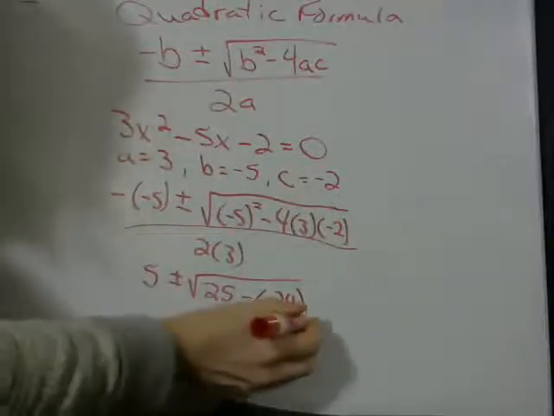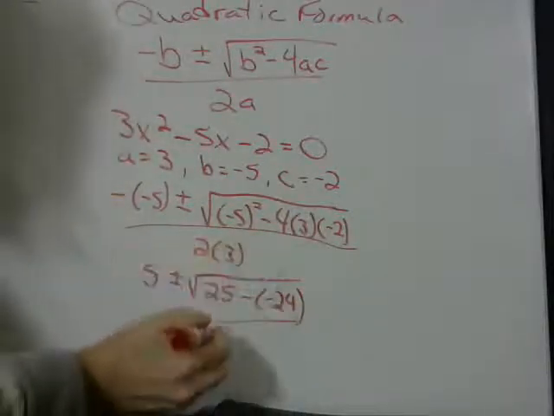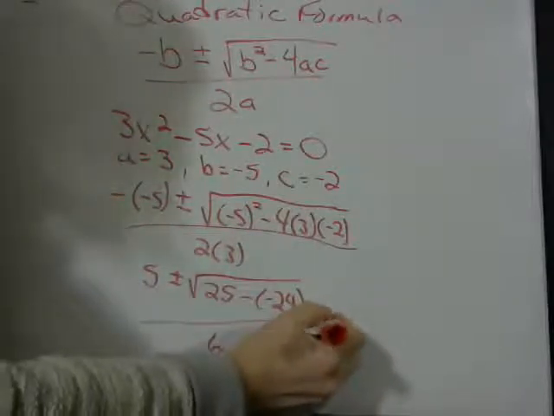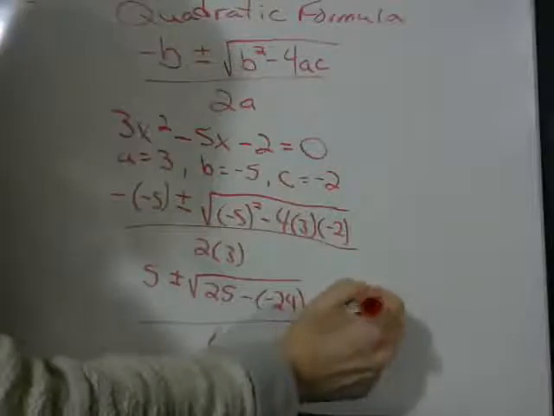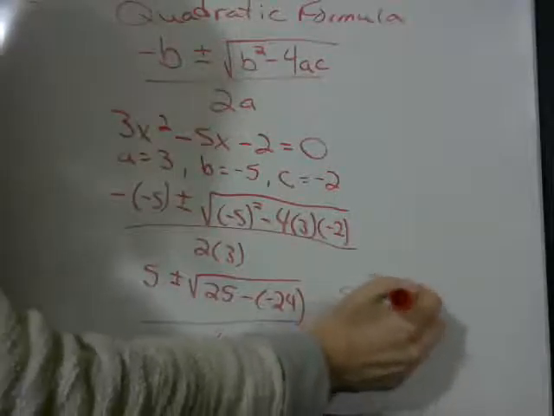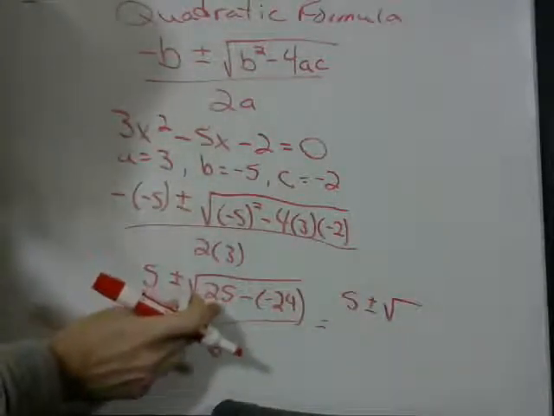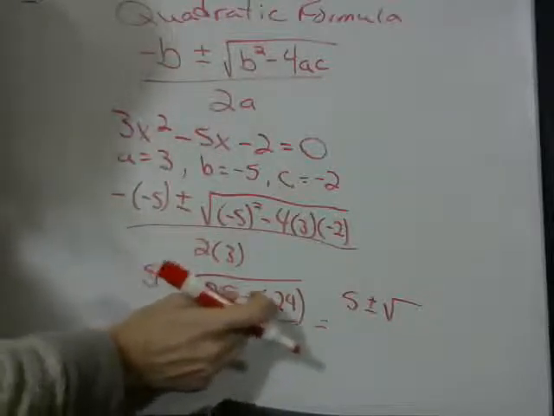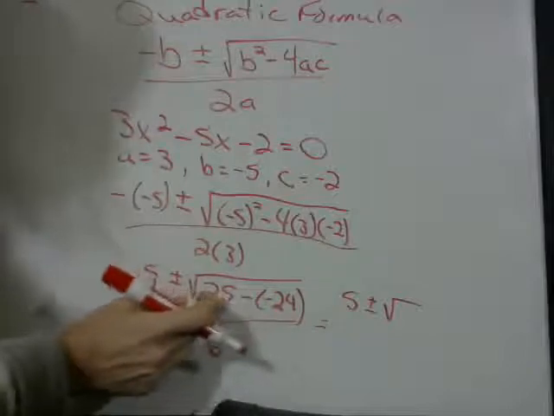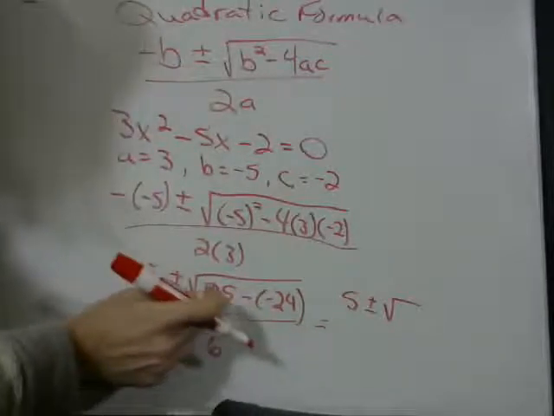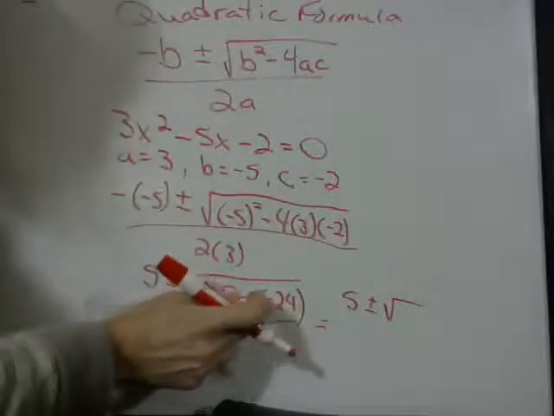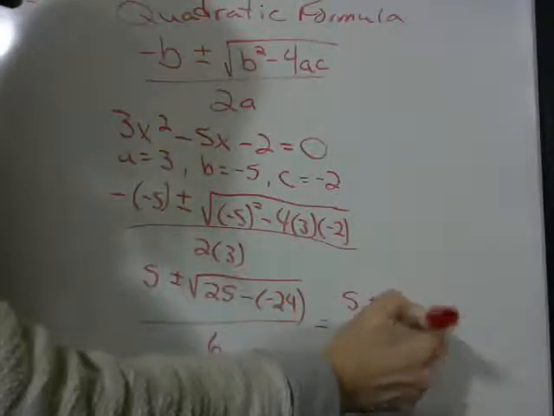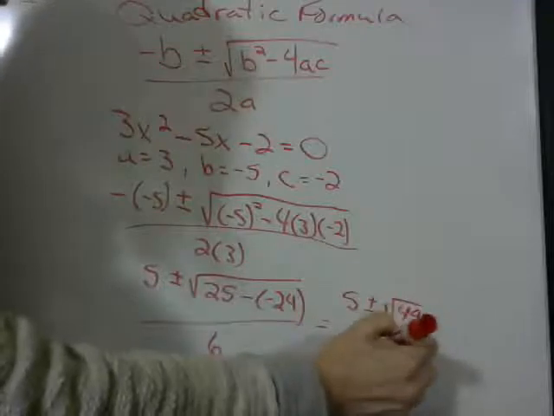All over 2 times 3 is 6. Let's simplify this. So we have 5 plus or minus the square root. What's 25 minus negative 24? Two negatives makes a positive, right? So it's really 25 plus 24. 25 minus negative 24 is the same as 25 plus 24, which is 49, all divided by 6.